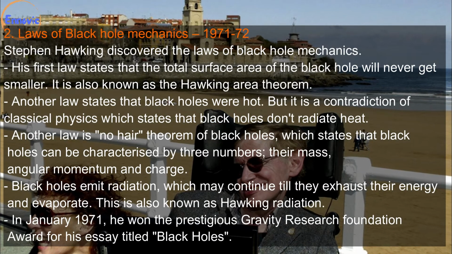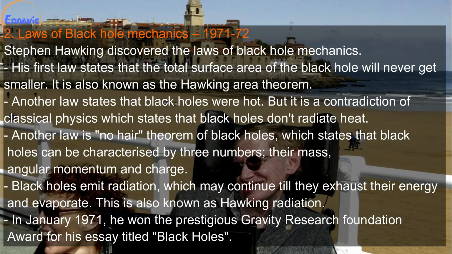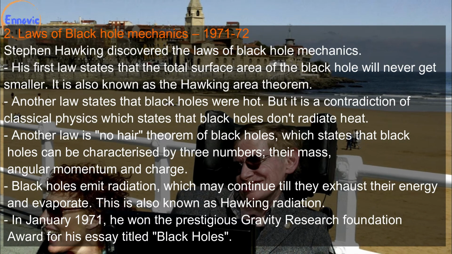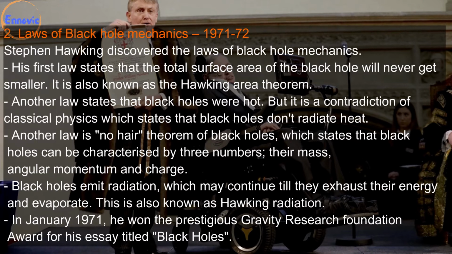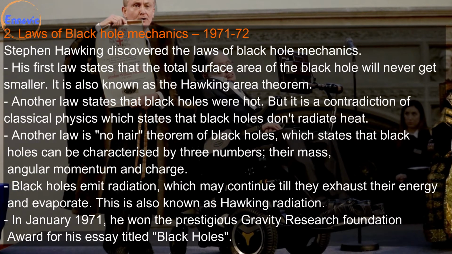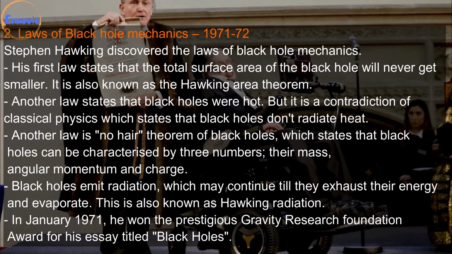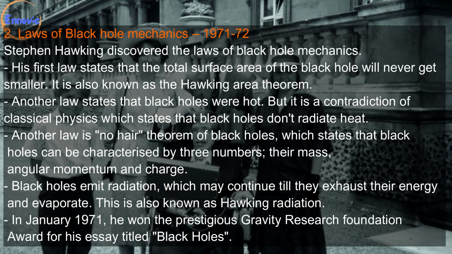2. Laws of black hole mechanics. 1971-72. Stephen Hawking discovered the laws of black hole mechanics. His first law states that the total surface area of the black hole will never get smaller. It is also known as the Hawking area theorem. Another law states that black holes are hot. But this is a contradiction of classical physics, which states that black holes don't radiate heat.